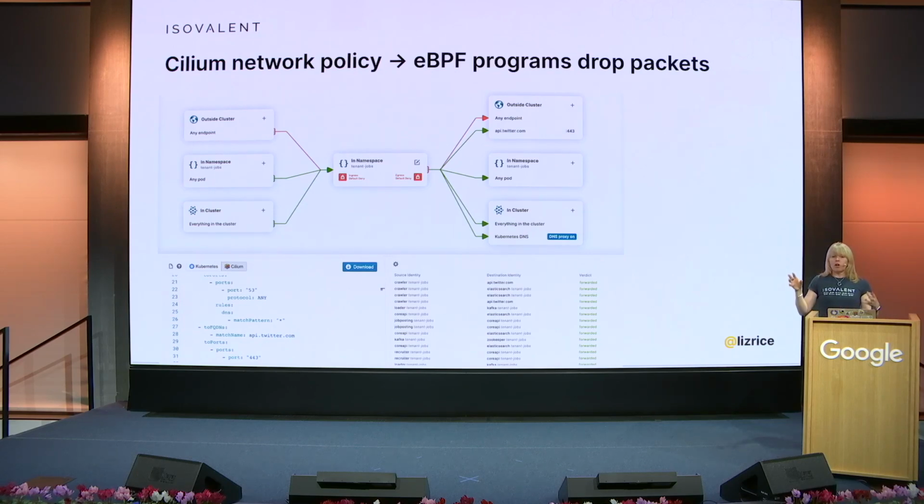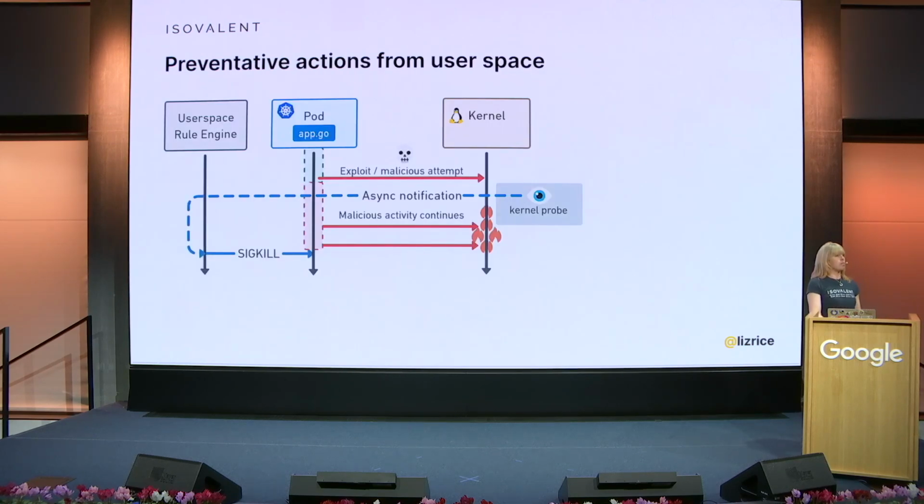So in the networking world, we are very used to this idea of preventing bad things from happening. We take action to drop packets that look suspicious. Can we do the same thing for suspicious-looking runtime events? There certainly are lots of tools that will try to do that.